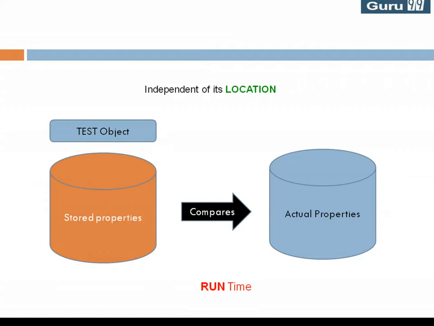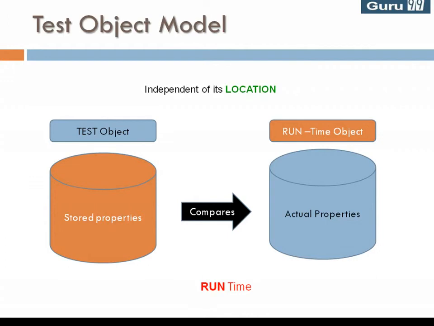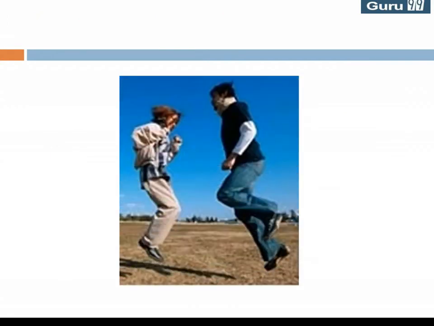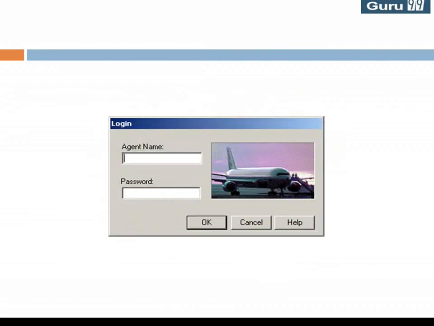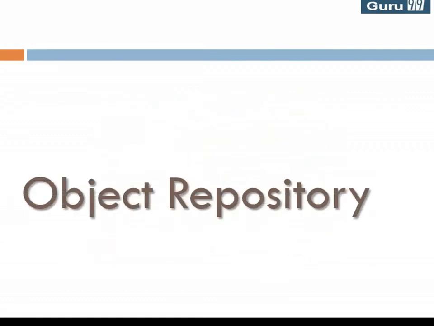The stored object together with its properties is called the test object. During runtime, the actual object available in the application under test is called the runtime object. This is QTP's test object model. Coming back to our picture, information about it was stored in your brain. Likewise, information about the test objects is stored in the object repository.